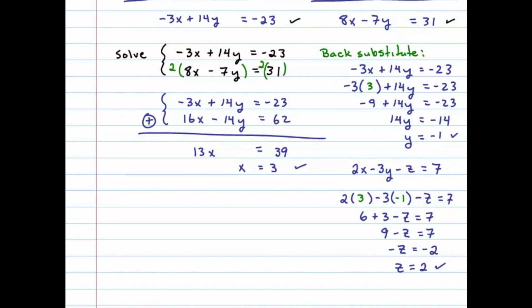And now all that's left to do is to present our solution as an ordered pair, or an ordered triple, that is. And so here the simultaneous solution is 3, comma negative 1, comma 2.